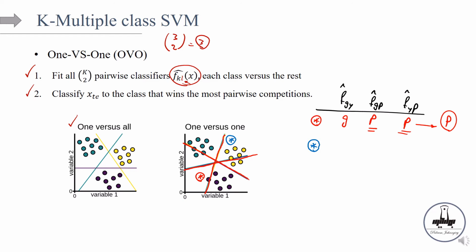So let's go over it step by step. f hat of green versus yellow, right? We are starting with green and yellow. So this is this hyperplane, and the winning class is going to be yellow. The next one, green versus purple. This is our green-purple hyperplane. The winner is going to be green. And finally, yellow versus purple. This is going to be the hyperplane, and the winner is going to be yellow. Again, the majority vote is yellow, so the model is going to classify this observation as yellow. Okay.